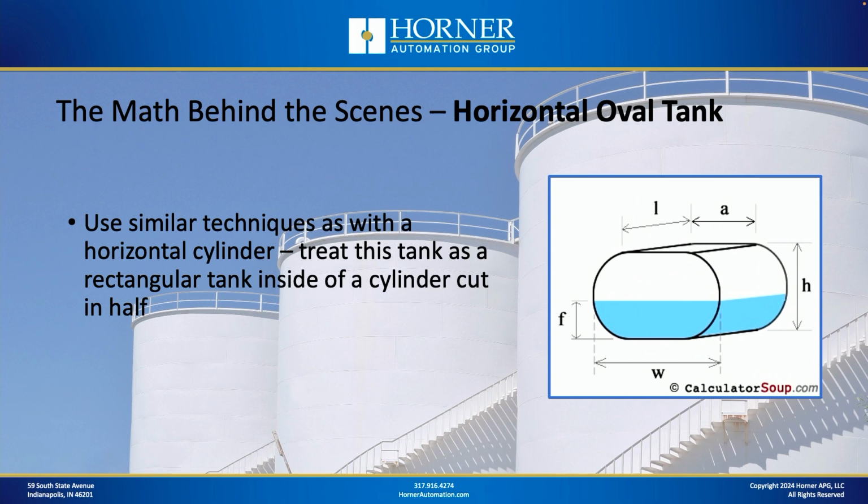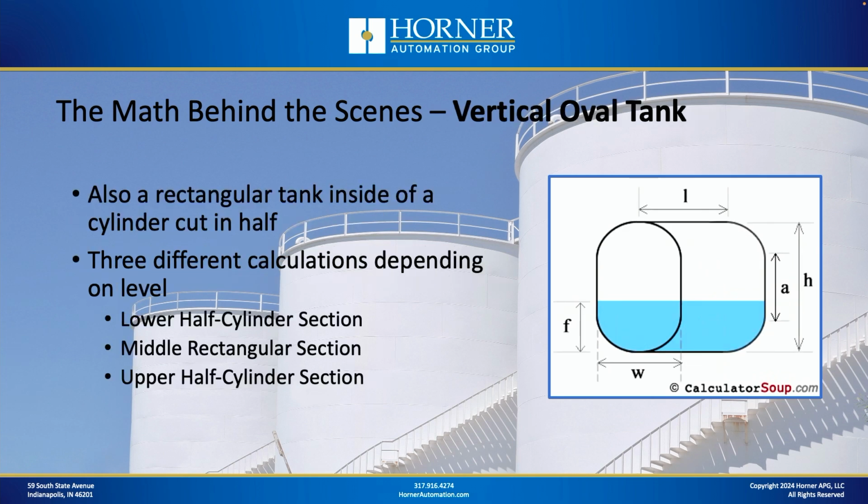Now the horizontal oval tank is very similar to the horizontal cylinder tank. You can just think of it as a cylinder cut in half with a rectangular section in the middle. So we can combine the techniques of a rectangular tank and a cylindrical tank to make those calculations. When we take that same tank and flip it up vertically, again, it's similar but not exactly the same, because now we have to make three different approaches to our calculations depending on whether the level is down in the lower half cylinder section of the tank, in the middle rectangular section, or in the upper half cylinder section. So there are some differences in the calculation you need to make. But again, we've taken care of that inside the user-defined function block.